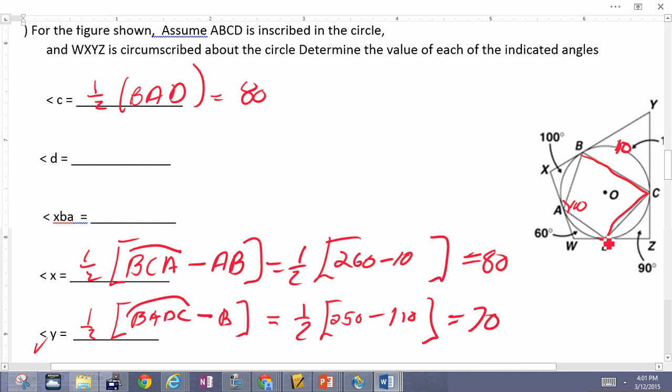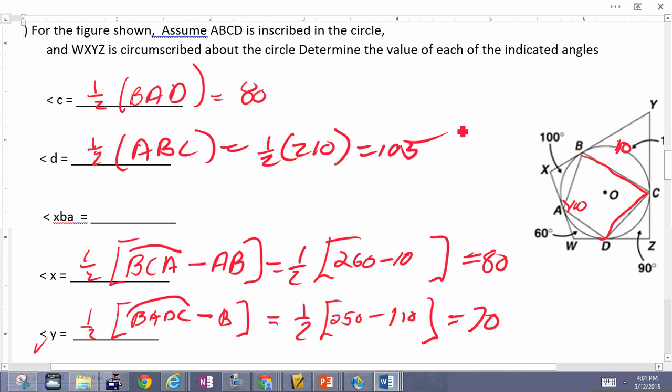D is an inscribed angle meeting up with the arc ABC. So angle D is 1/2 of arc ABC. Arc ABC is composed of two arcs, 100 and 110. So arc ABC is 210. 1/2 of 210 is 105, which is the measure at angle D.